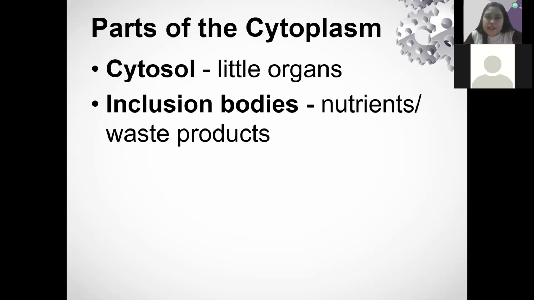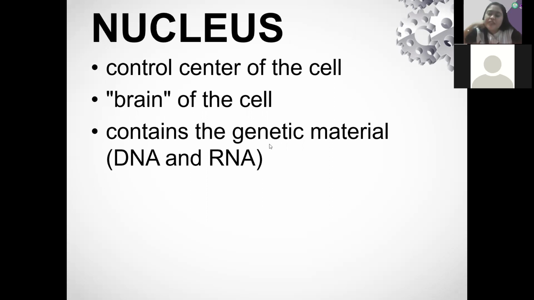Now, parts of the cytoplasm, take note of this. The cytosol are the little organs. So any organs or organelles there is called the cytosol. And those nutrients and waste products are collectively known as inclusion bodies. Okay? We are just introduction lang. We are having the introduction for our biochemistry. So we are just defining some terminologies and review of the different parts and functions of the cell.